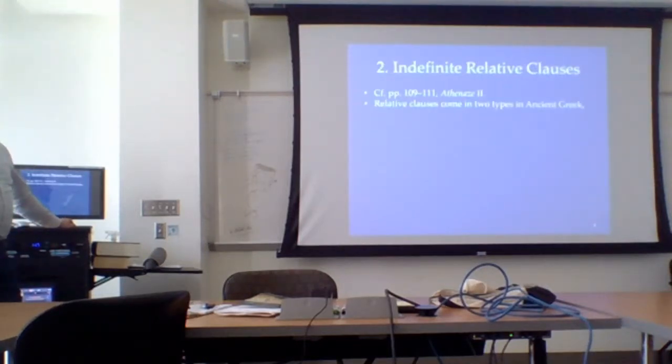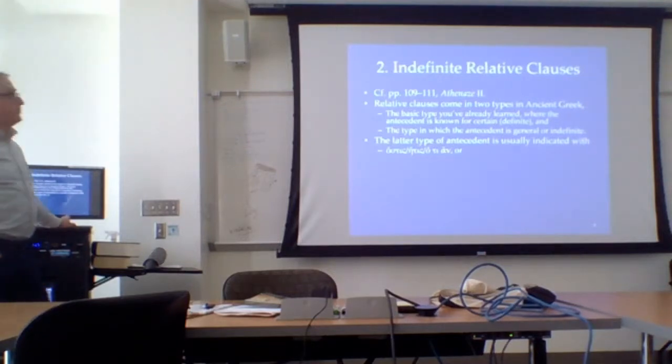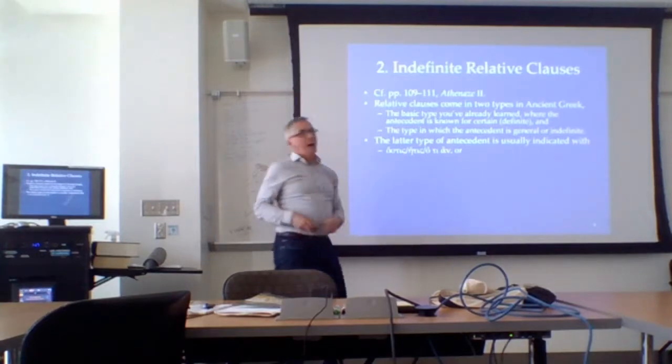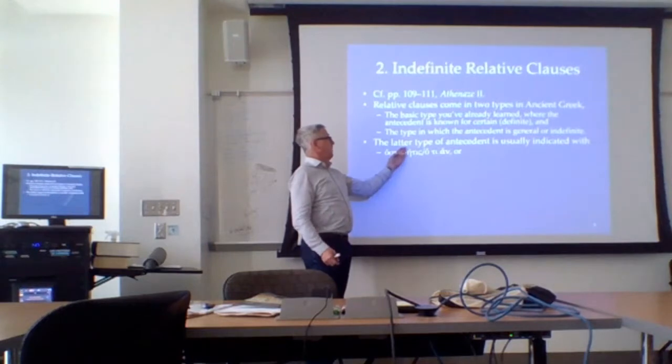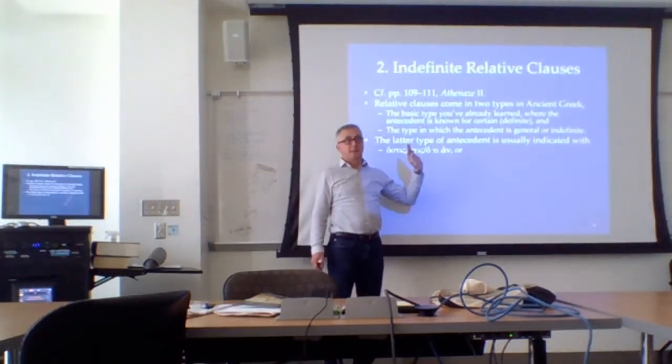Again, page numbers. Relative clauses come in two types in Greek. The basic type you already learned, where the antecedent is known for certain, and a type in which the antecedent is general or indefinite. In the latter type, the so-called general or indefinite sort, we have our relative pronouns with an. I don't even need to say hos an, it will apply here. Hos an, he an, ho an will do just as well.